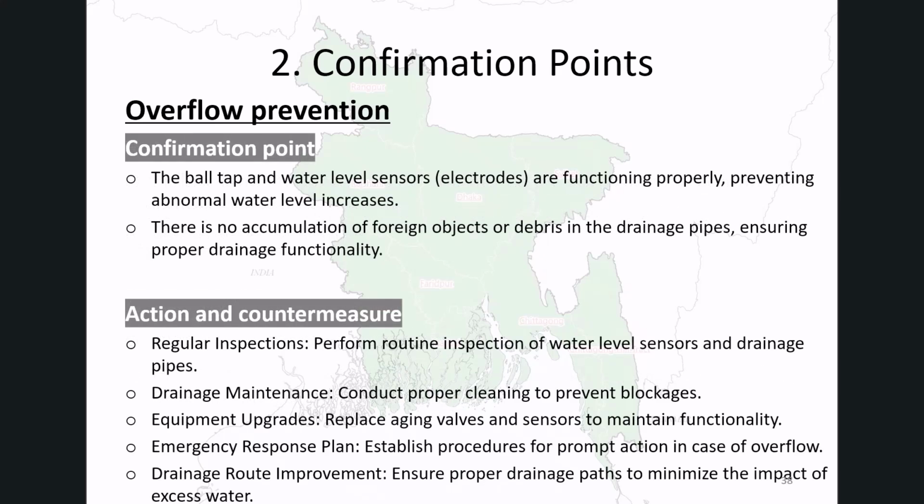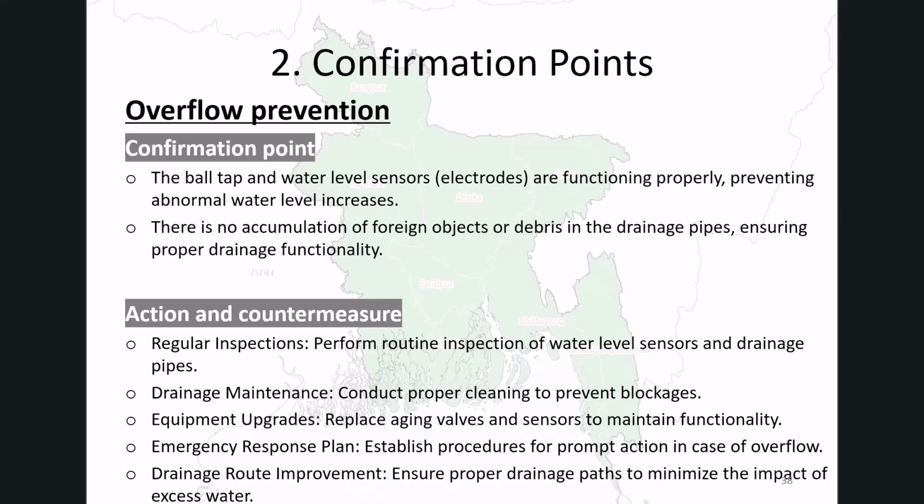For devices used for water level control, such as ball taps and water level sensors, it is necessary to confirm that they are operating properly and responding correctly to abnormal water level fluctuations. In addition, the drainage pipe should be operated to check that there are no blockages from debris or foreign objects and that drainage is functioning properly. If any abnormalities are identified, the following countermeasures can be considered.